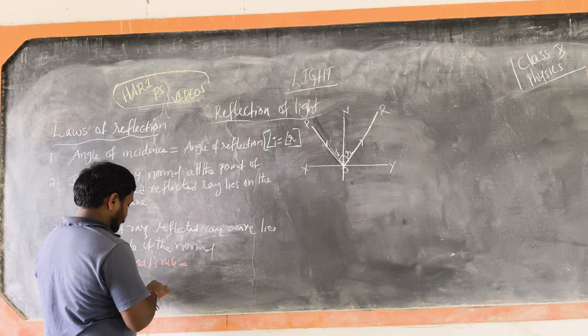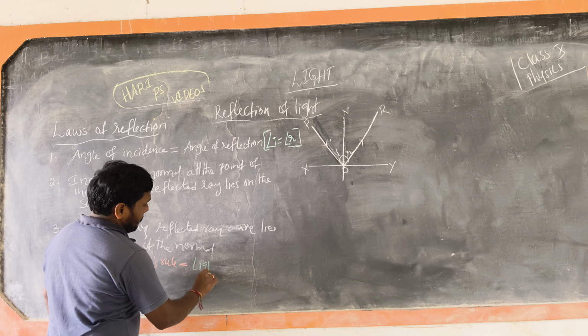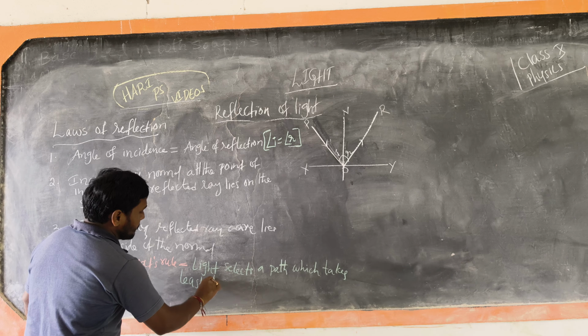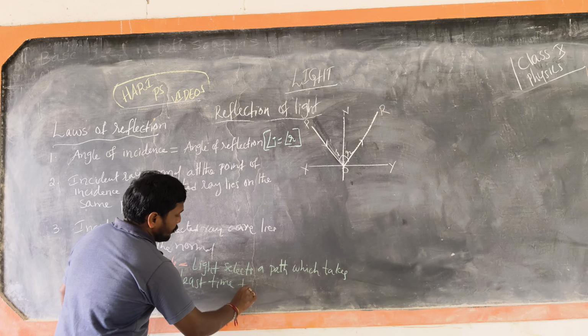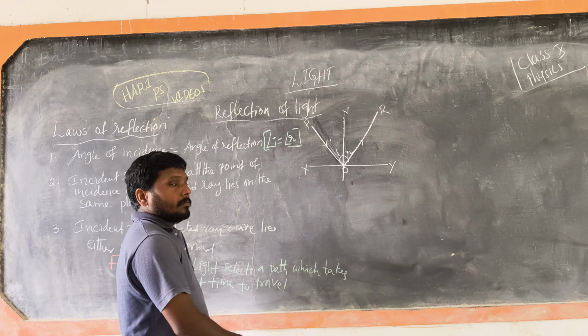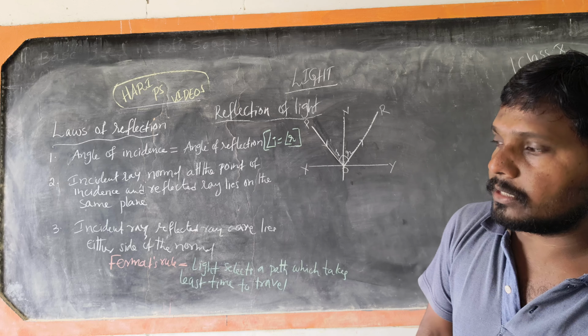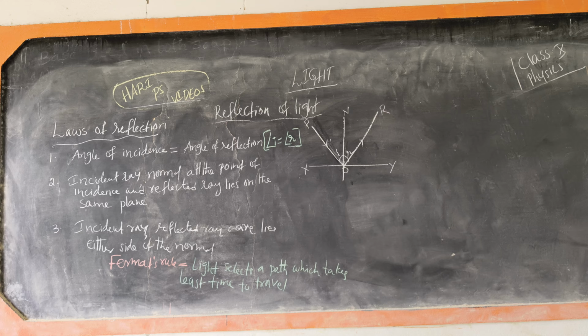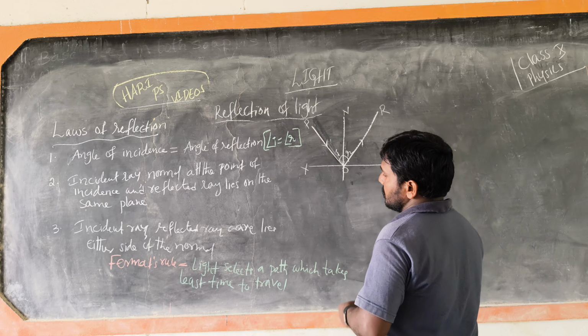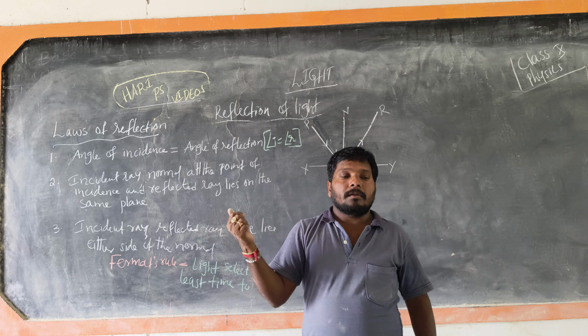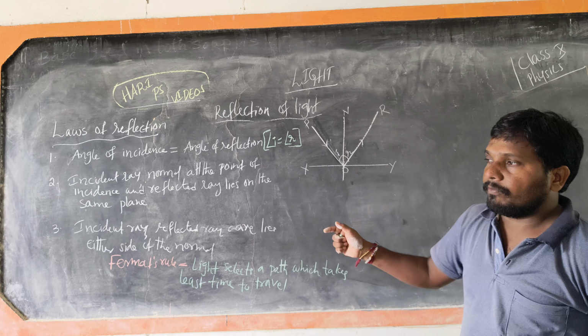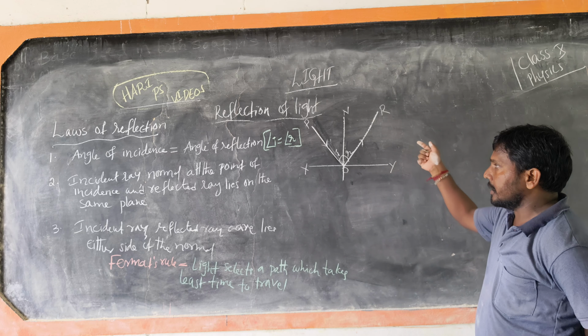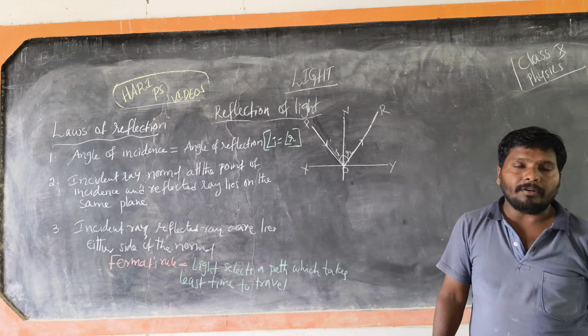So Fermat's rule is: light selects a path which takes the least time to travel. That light selects a path which takes least time to travel is called Fermat's rule. So to obey this Fermat's rule, when the light is incident at some angle, it reflects with the same angle. The first angle is called the angle of incidence, and the other angle is called the angle of reflection.